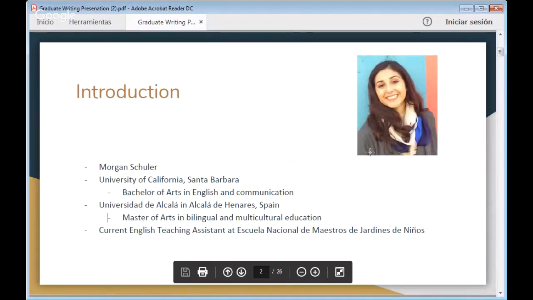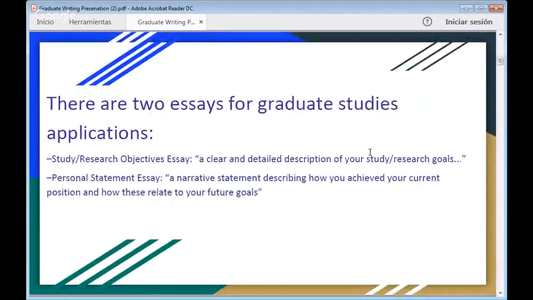Okay, so we're going to start by talking about the two different essays for graduate studies applications. The first is generally a study or research objectives essay, which is kind of like a description of what exactly it is that you want to study, or what exactly your project would be for your research. The second is a personal statement essay, which is more of like a story that tells about how you achieved your current position, and how this relates to what you want to do in the future. So they're a little bit different. We're going to go over the differences, and we'll go more into detail about what you should include in each essay specifically.